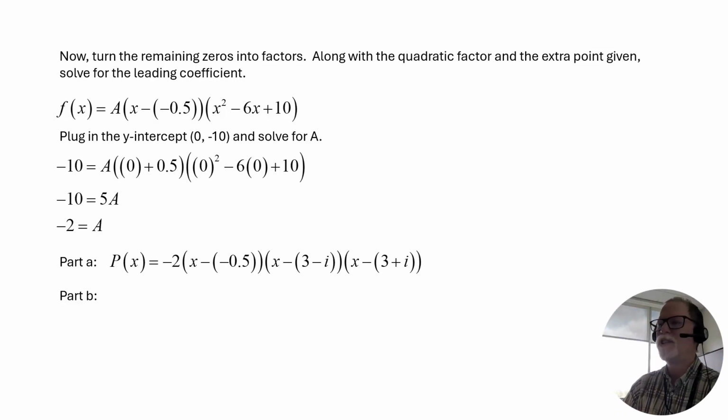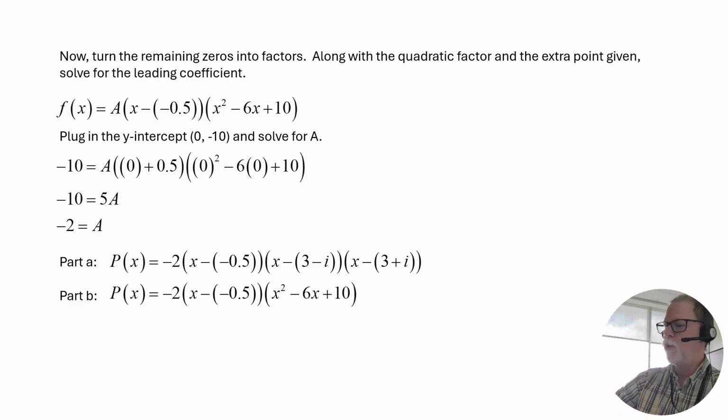The first one is just the straight linear form. I haven't done anything other than calculate the leading coefficient. And then the second one, we want to have the quadratic that got rid of all the imaginary stuff. So then just write it out and you're good to go.